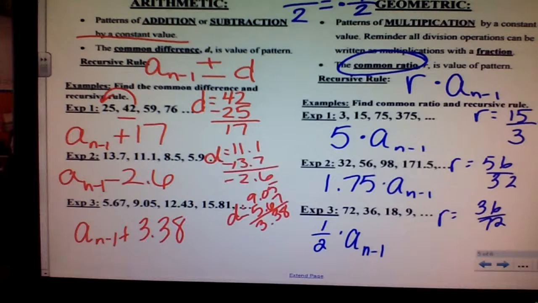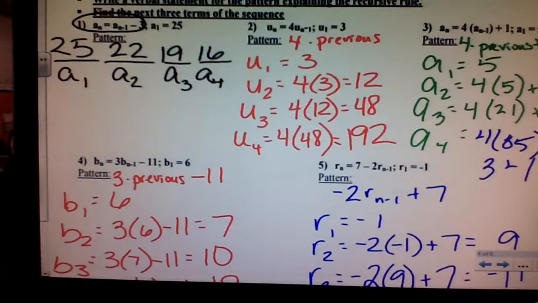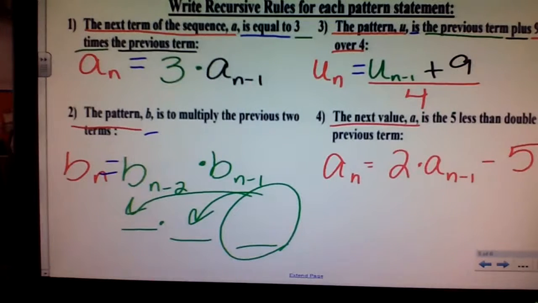Okay. 10 through 15 are like this. Use the sequence to find the next 3 terms. And 16 through 19 are like this. Write me the equation that goes with the words.